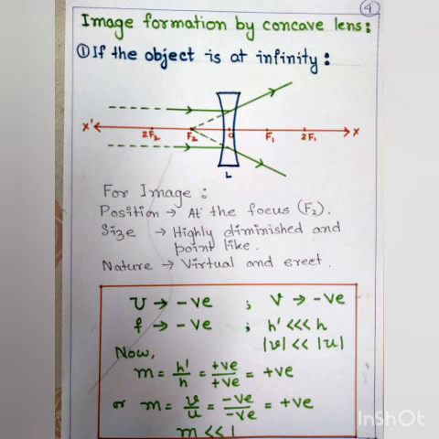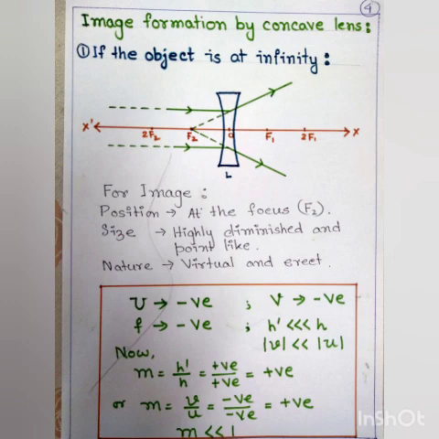See here, h prime is very less than h, that is height of the image is very less than the height of the object. If you consider the magnitude of the image distance, that is also very less than the magnitude of the object distance. Now magnification is equal to h prime by h, it will be positive. If you consider m equals v by u, then also we will get it is positive, and magnification is very less than 1.